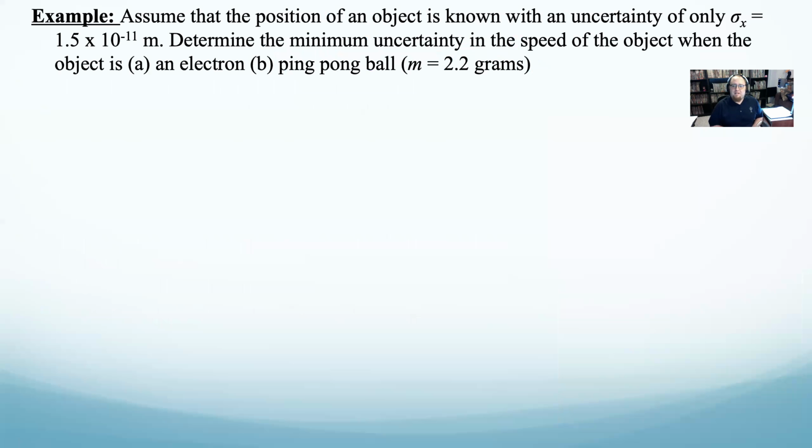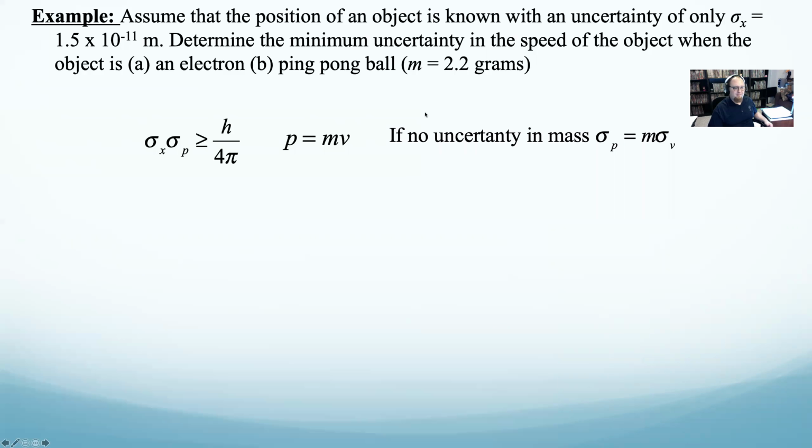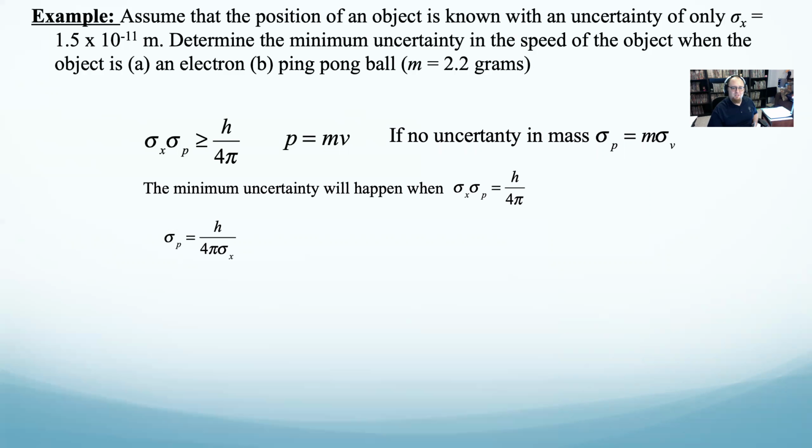Say you know the position of an object, and you have an uncertainty in the position of 1.5 times 10 to the negative 11 meters. What is the minimum uncertainty of the speed of the object for an electron and a ping pong ball? Well, the uncertainty in position times the uncertainty in momentum is greater than or equal to h over 4 pi, where p is mv. If there's no uncertainty in mass, sigma p is going to be m sigma v. Now, if I want the minimum uncertainty, that's going to be when it's equal. So I can divide both sides by the uncertainty in position. But the uncertainty in momentum, I said, was m sigma v, so I can also divide both sides by mass.